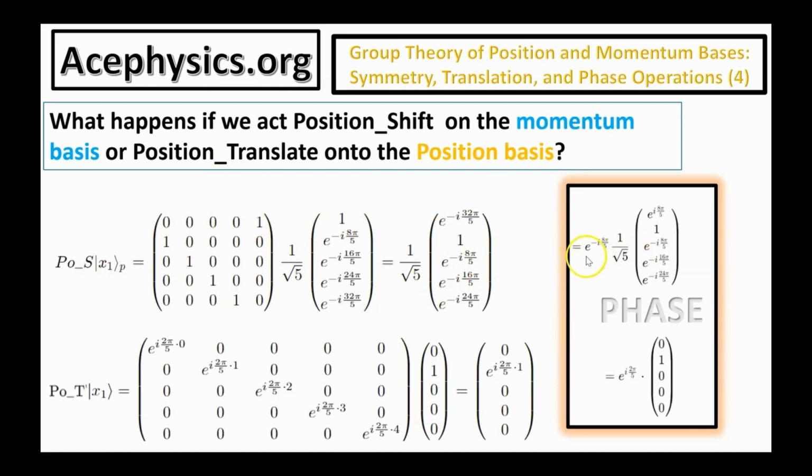Position shift, x1 in the momentum basis. This is the answer, and you can factor out a phase. This is an eigenvector. It's the same vector, just multiplied by a phase. Here's the position translate acting onto x4 in the position basis, and again you get a phase. The position in the momentum basis is an eigenvector of the position shift matrix, and the position in the position basis is an eigenvector of the position translate matrix.